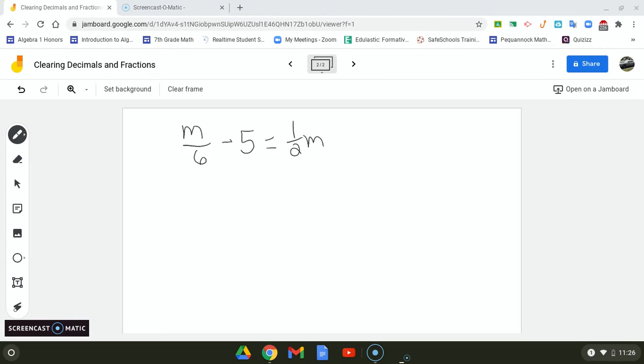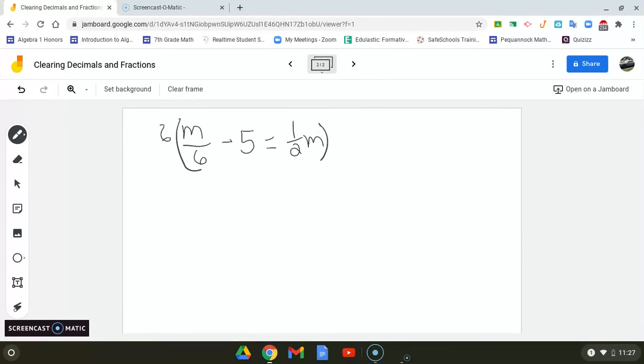Example of a clearing fractions problem. You can see our first fraction has a denominator of 6. Then we have a constant, which has a denominator of 1. And then the last fraction has a denominator of 2. So the lowest common denominator we can get would be 6. Any common denominator will work, but we're going to multiply by 6.